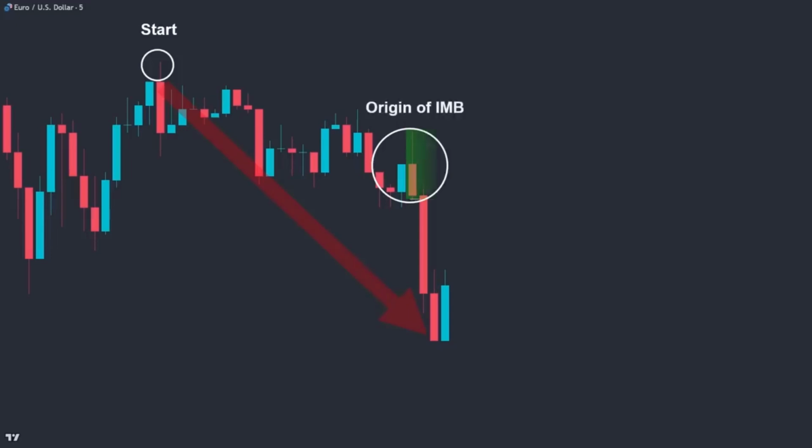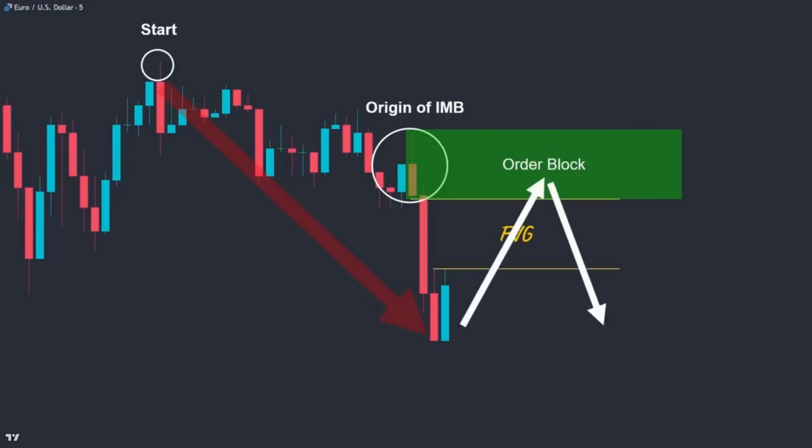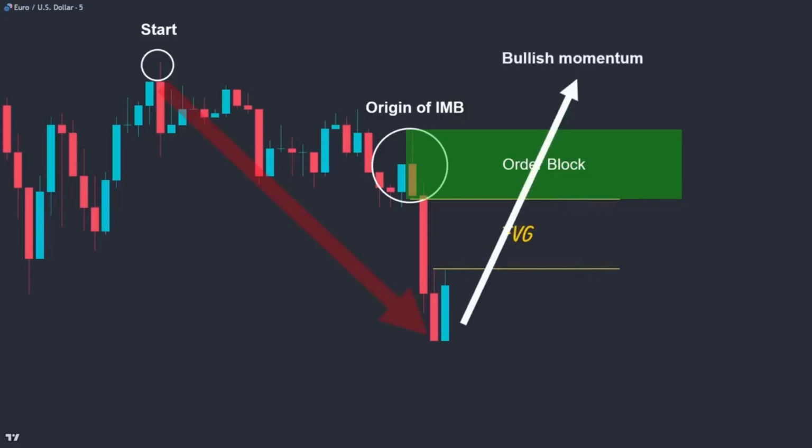However, the origin point of this imbalance is these candles. So, the supply order block is located here, and if the price returns to this level, it could offer a great trading opportunity. On the other hand, if the price manages to break above this extreme supply level, it indicates a significant loss in bearish momentum, which could signal a potential trend change.